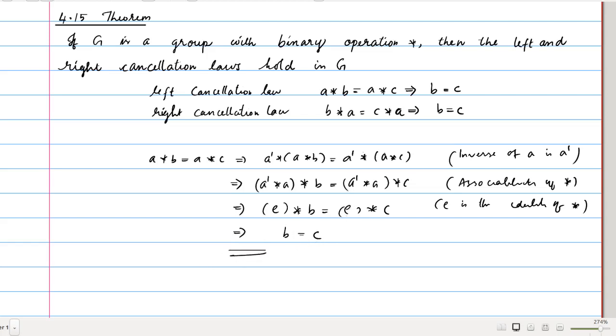Similarly, you can easily prove the right cancellation law. I left it as an exercise to prove the right cancellation law. In a similar fashion, you can easily prove the right cancellation law.